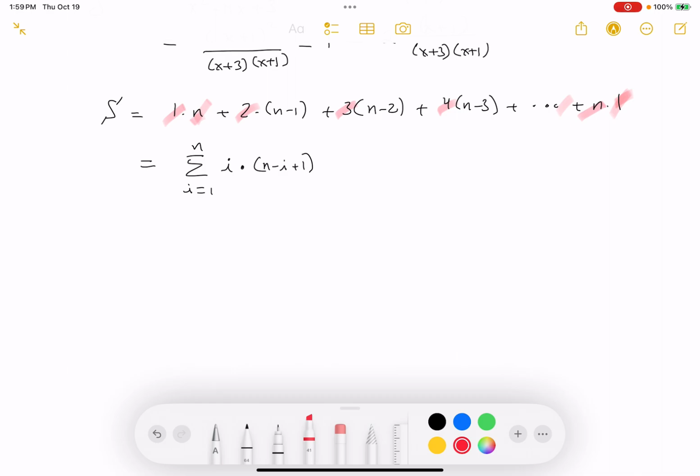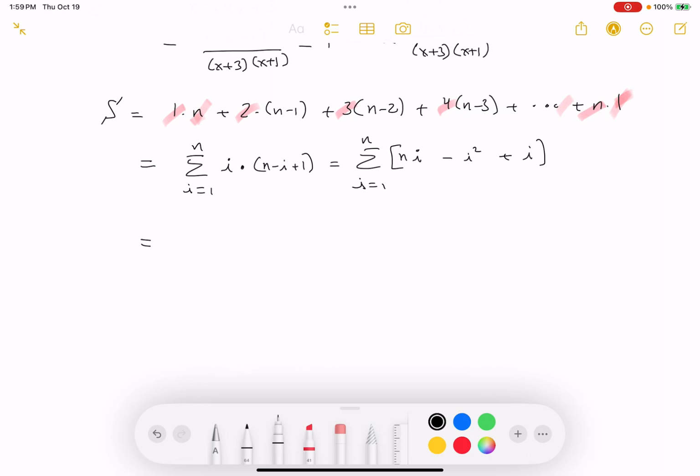But what I can do is split it into 3 different sums, and I'll do it one at a time. Let's just expand it. It's going to be the sum, i equals 1 to n, of n i, that's not so bad, minus i squared, that's not so bad, plus i. All right, we're going to sum that together now. That's 3 different sums, by the way.